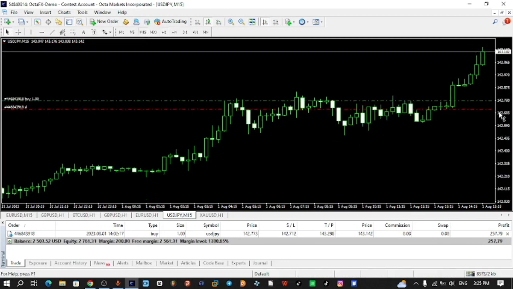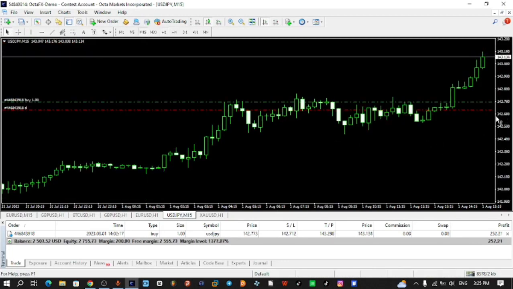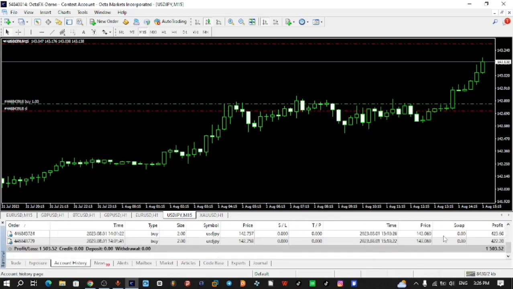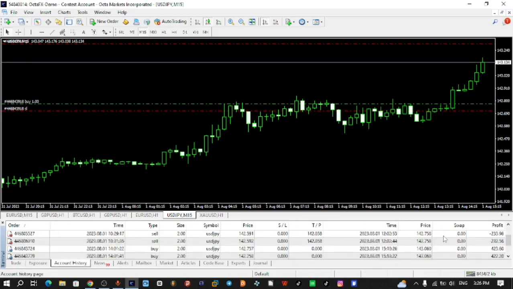Let's see it in the 15 minutes. Yeah, 15 minutes. As you can see, this big candle started breaking this consolidation. Okay, so that is everything I can show you. The trade history in here. Yes, this here.